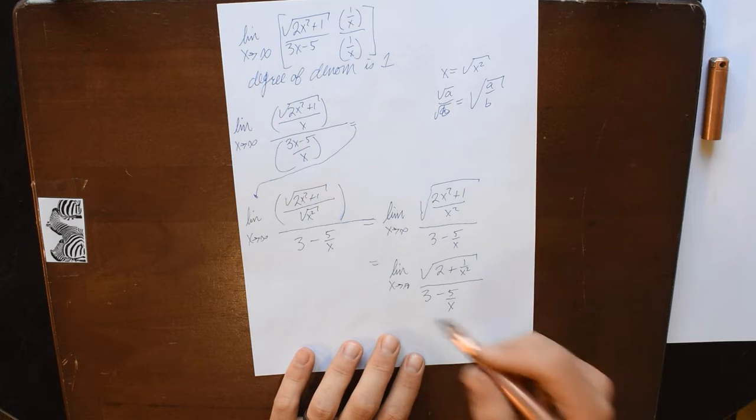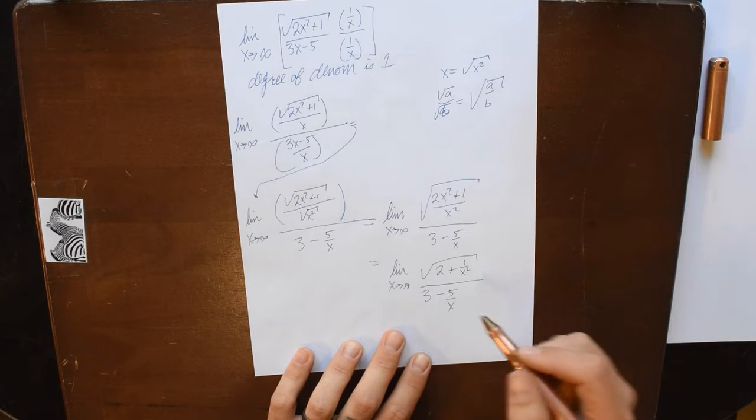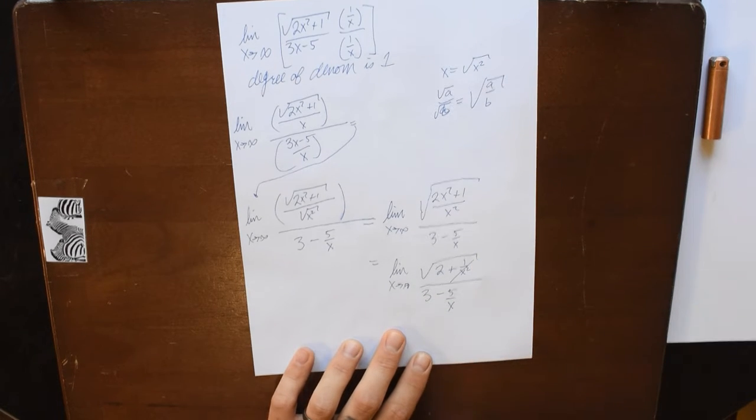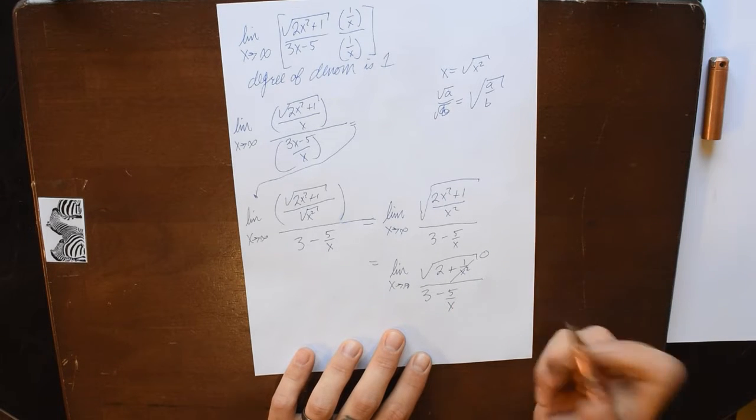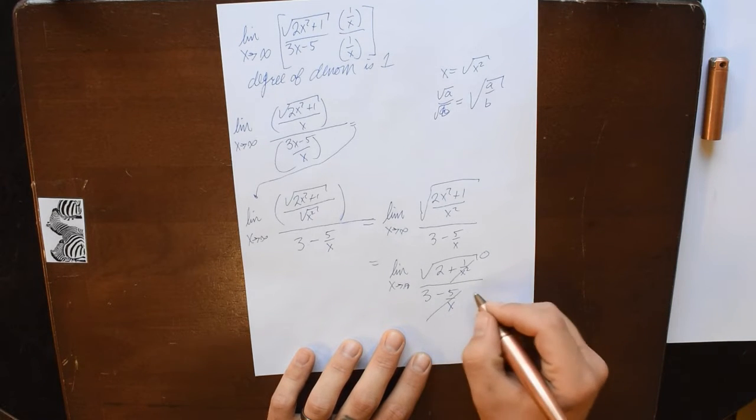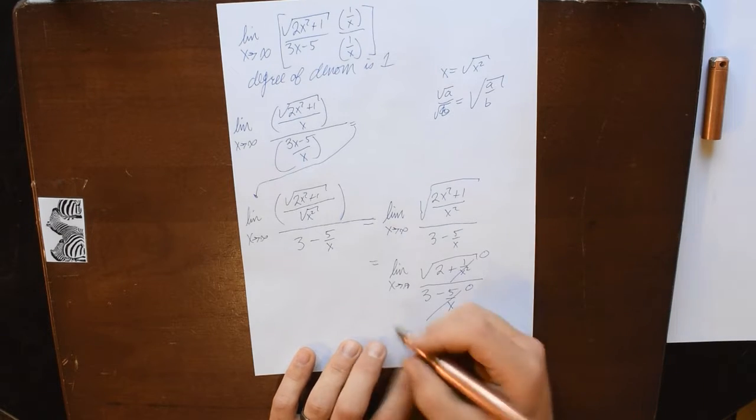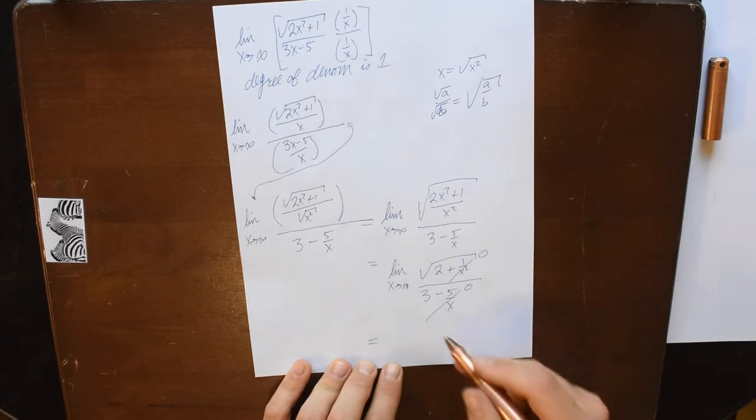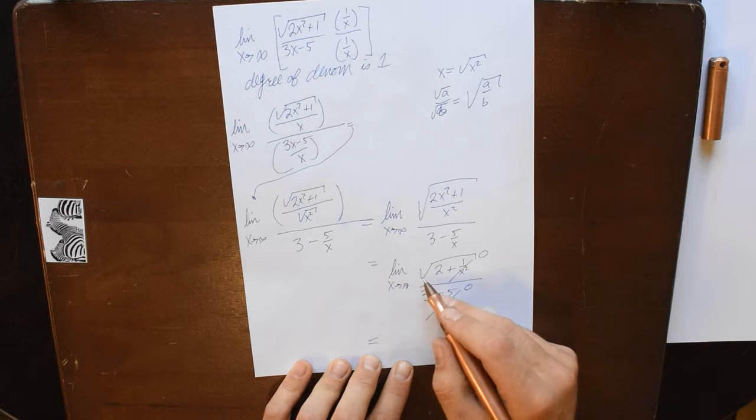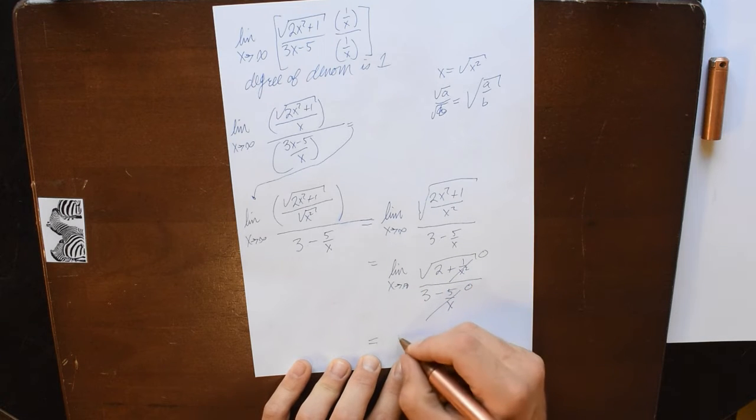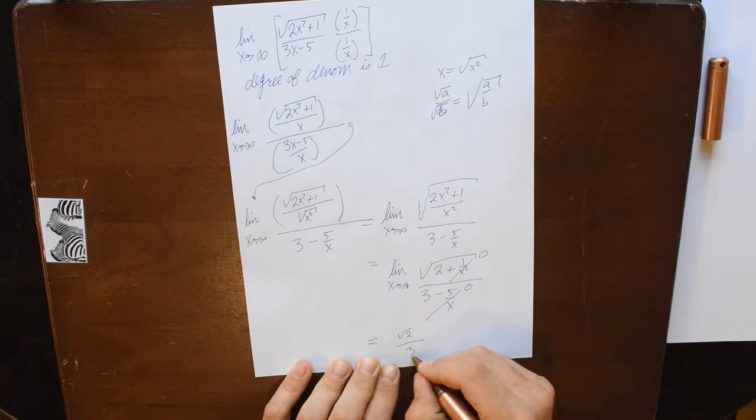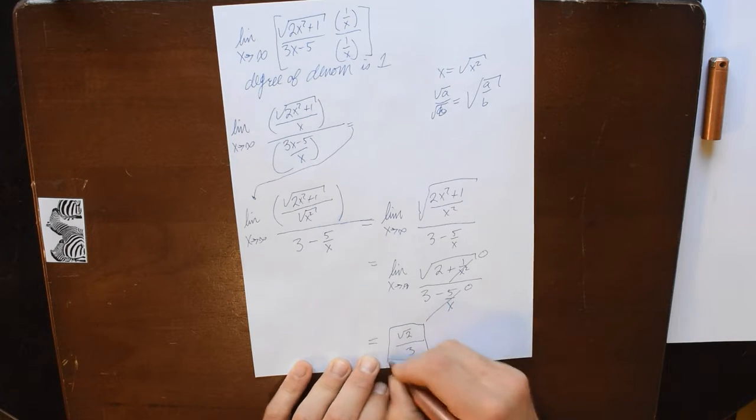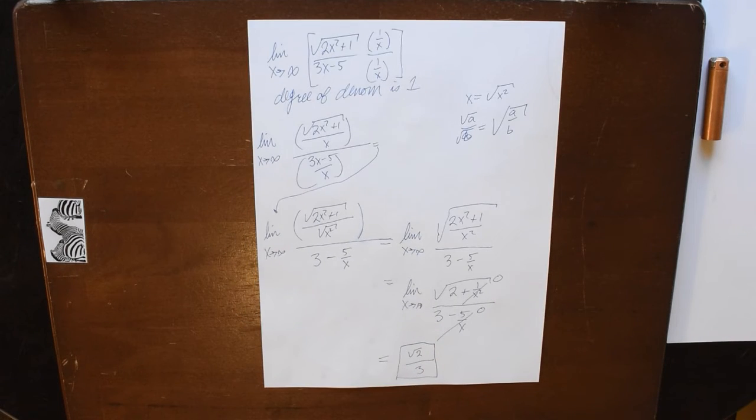At this point, once you go to evaluate this limit, I say that you can cross out the 1 over x squared because that's going to reduce to 0. Similarly with the negative 5 over x, that's going to reduce to 0. So what is left over after we evaluate this limit is the square root of 2 plus 0, or the square root of 2, divided by 3 take away 0, or 3. Square root of 2 divided by 3.